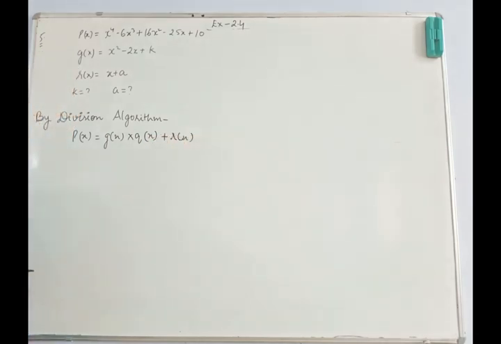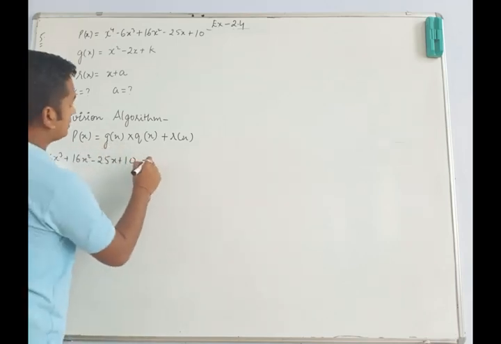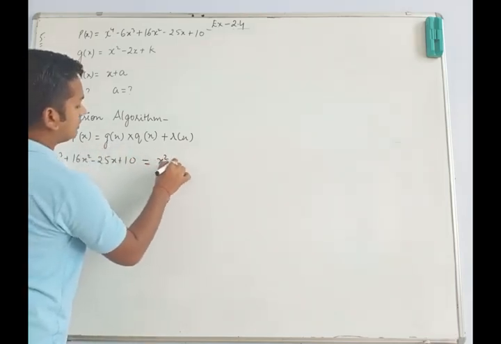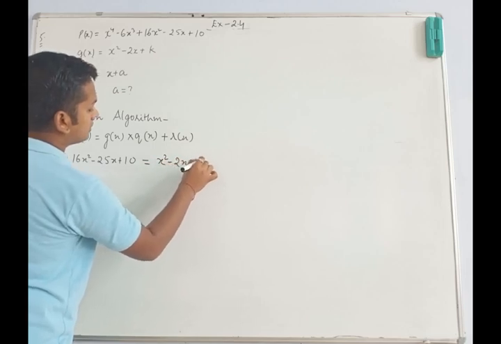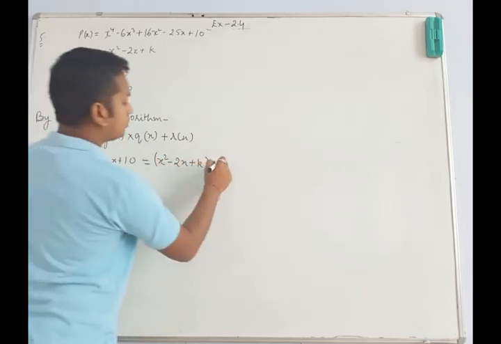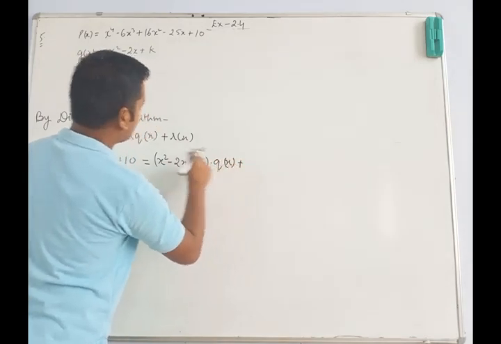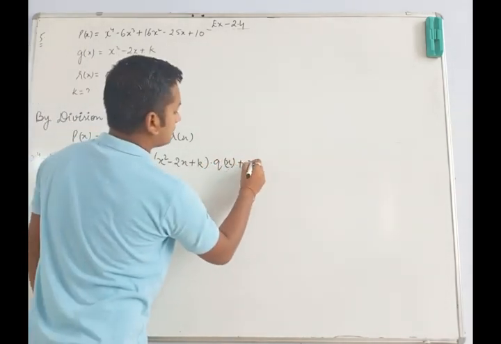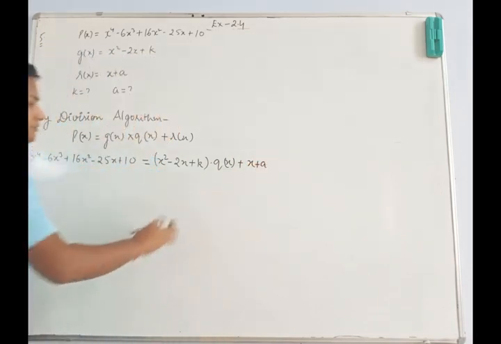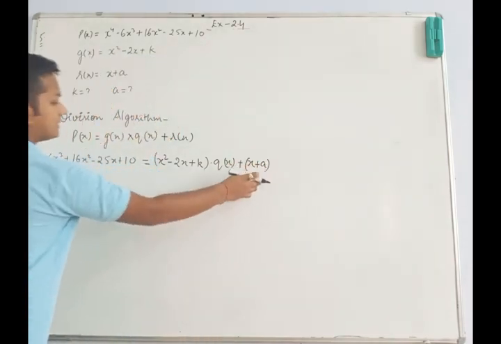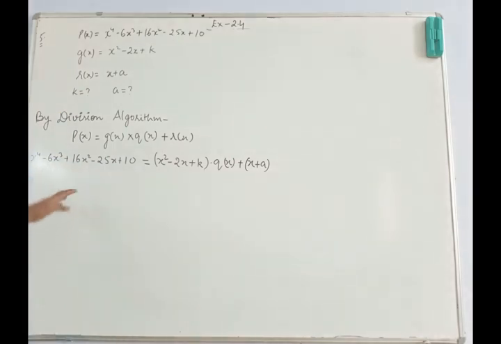Let us put in all the respective values. p(x) is x raised to the power 4 minus 6x cube plus 16x square minus 25x plus 10. This is the value of p(x). Now g(x) is x square minus 2x plus k. This is g(x). q(x) we don't know, and r(x) is x plus a. Now let us take this r(x) to the left hand side, and it will become negative.